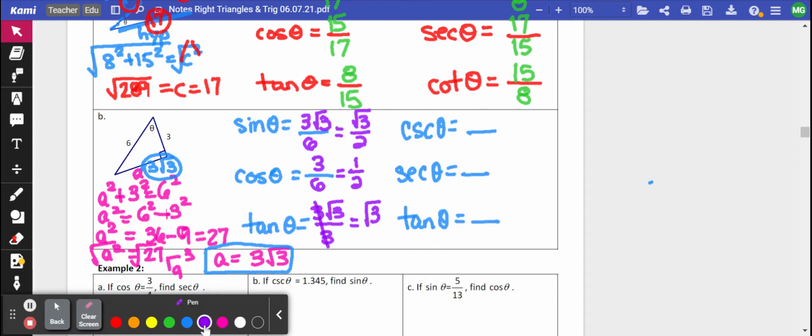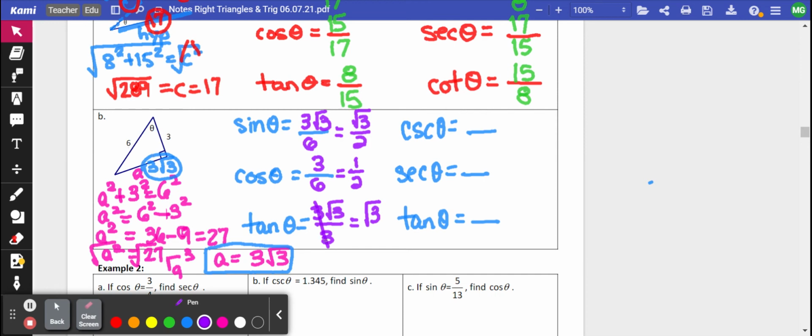Okay, so I did some of them for you just so you can see. Sine would be opposite over hypotenuse, and reduce the 3 and the 6. Cosine would have been adjacent over hypotenuse, and of course reduce that. And tangent is opposite over adjacent, and we reduce that.